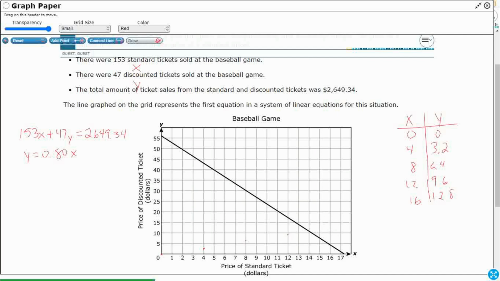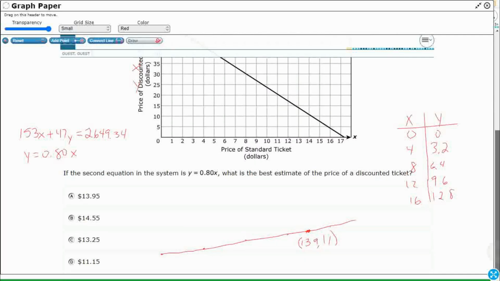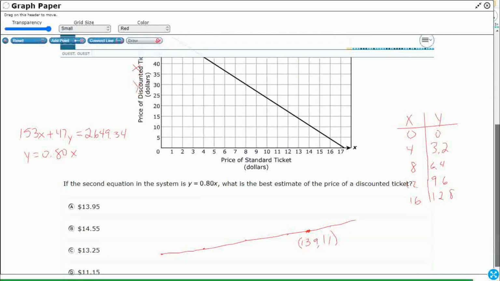So we're hoping that somewhere around here, if we draw a line, you see that intersection right there? Okay. So it looks like my x value is almost 14. So I'm going to call it my x of 13.9-ish. And then you see that y value is at about 11. And that's what I'm looking for. I'm looking for that discounted ticket, so about 11-ish. So I'm thinking D, 11.12.